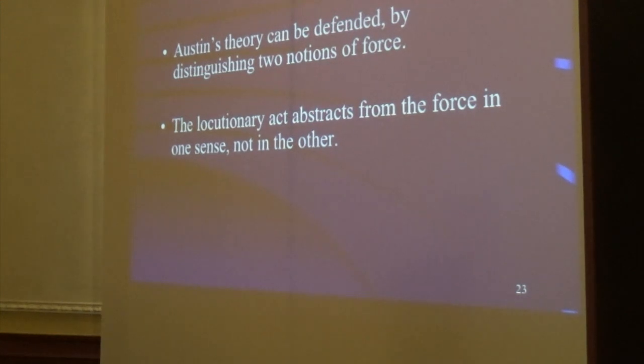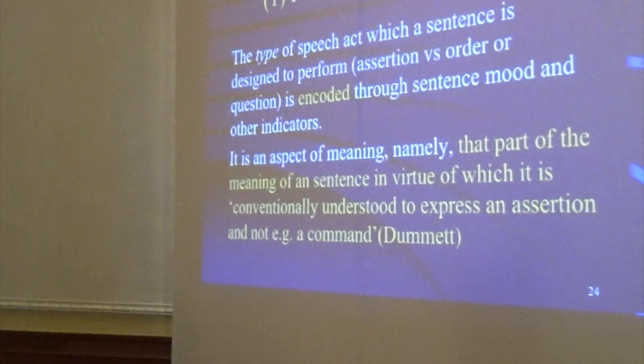But I think that Austin, again, can be defended, so this talk is really sort of a defense of Austin on several fronts. I think we can defend Austin by distinguishing two notions of force. So when he says that the locutory act abstracts from the force, he means force in one sense, not in the other. As we've seen, there is a notion of force that's just an aspect of the meaning of the utterance. That's what's conveyed by sentence mood and the indications concerning the act which you perform when you utter the sentence. And for Austin, that's part of the locutory meaning. So the locutory meaning doesn't abstract from force in that sense, but it abstracts from force in another sense.